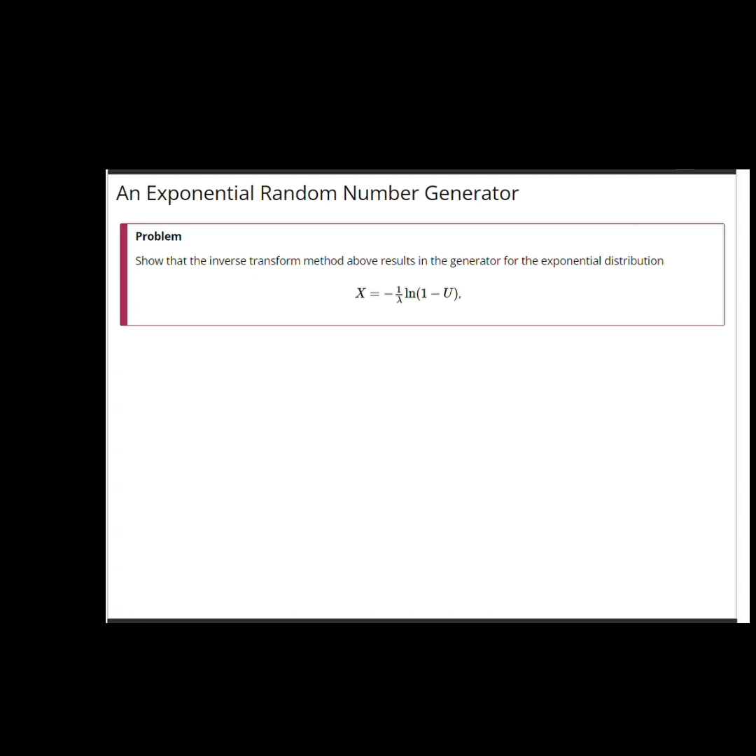Before we do that, you might notice that minus sign seems inappropriate since the exponential distribution is concentrated on the positive axis. But of course, since U is in the interval from 0 up to 1, 1 minus U is also in the interval from 0 up to 1. In particular, it's less than 1. Its logarithm is therefore negative, and so the purpose of the minus sign is to convert that negative quantity to a positive quantity.